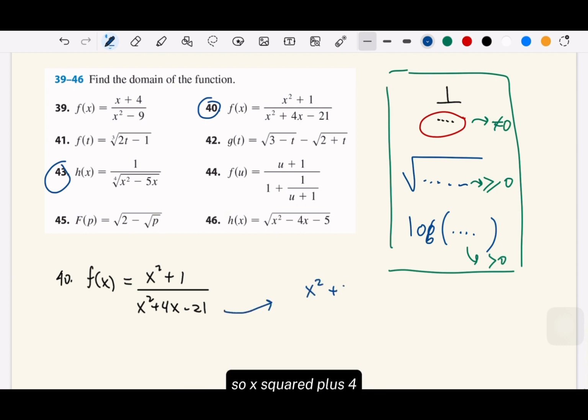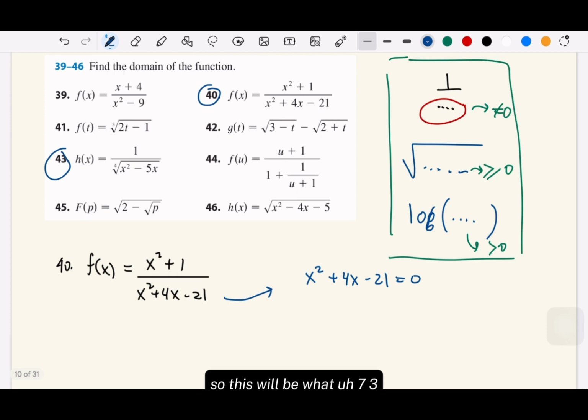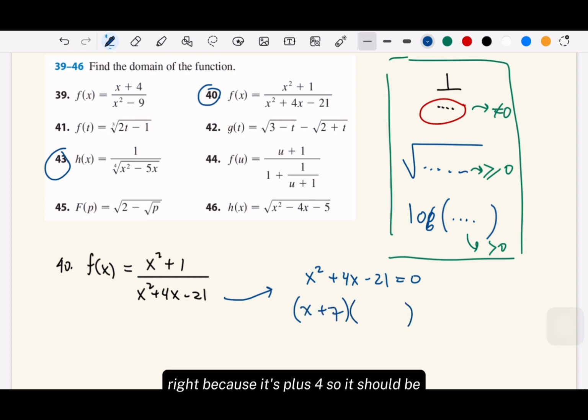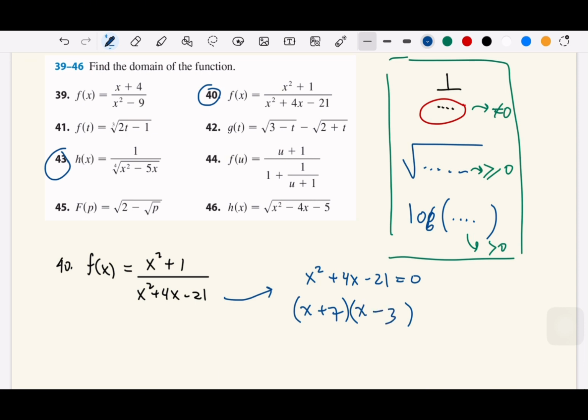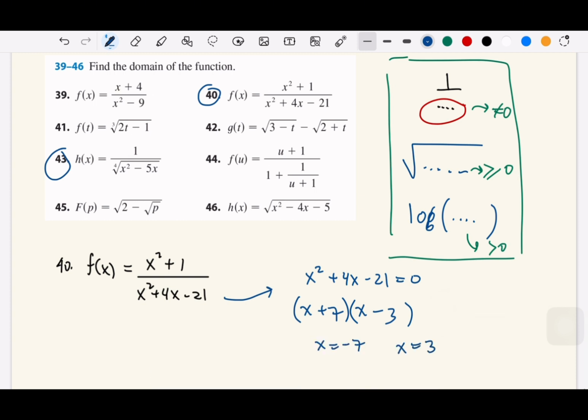So x squared plus 4x minus 21 equals 0. So this will be what? 7 and 3, right? It should be plus 7, because it's plus 4, so it should be okay. Now we get that the values that make it 0 are x equals negative 7 and x equals 3. But it's not done yet.